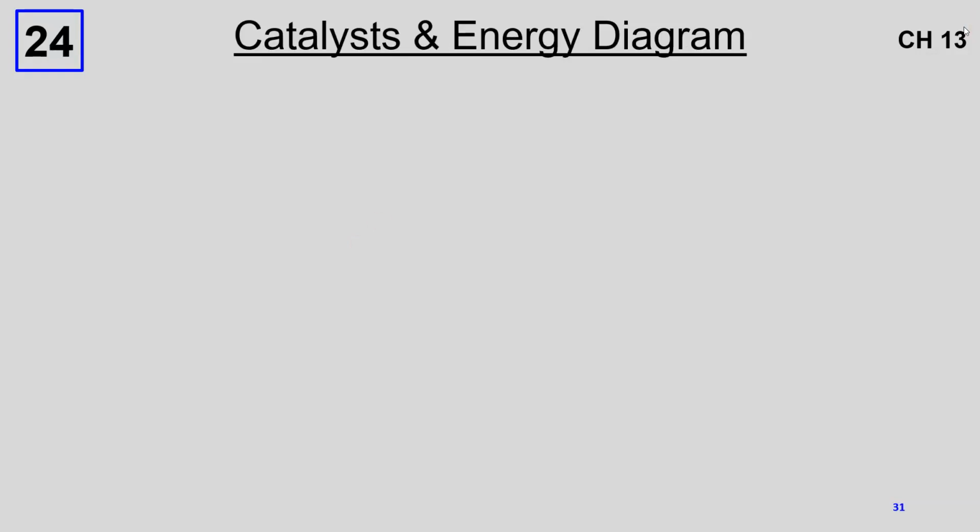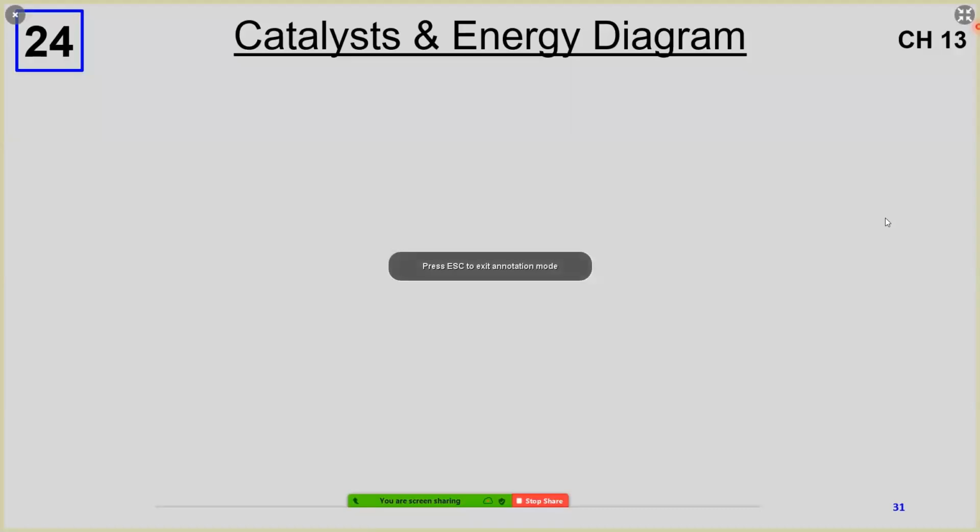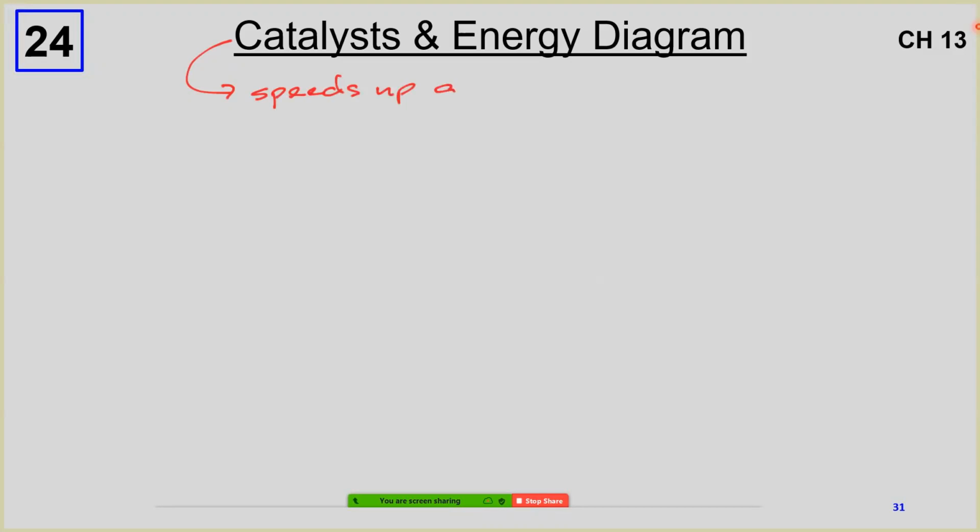And second to the last concept here that I want to talk about, catalysts and how that affects the activation energy and the energy diagram itself. So let's take a look. So by definition, a catalyst speeds up a chemical reaction. So this speeds up the rate, the reaction rate, speeds up the reaction rate. Okay, and it does that by reducing the activation energy.